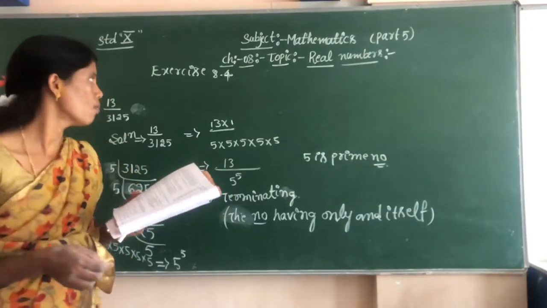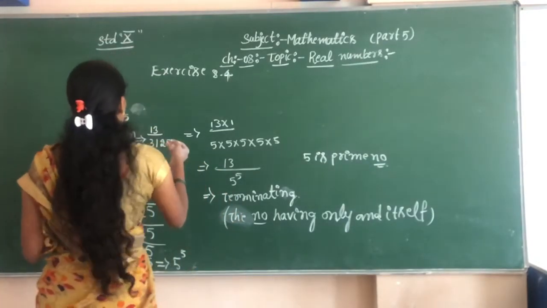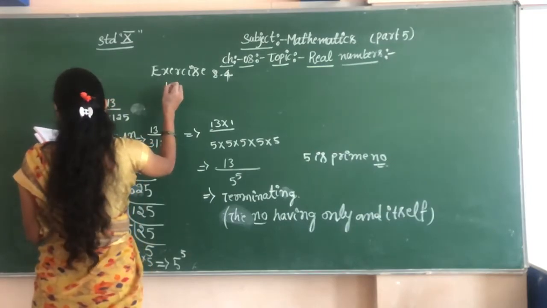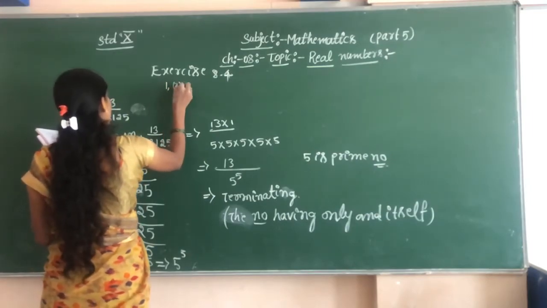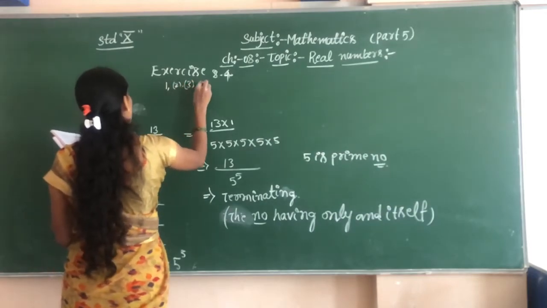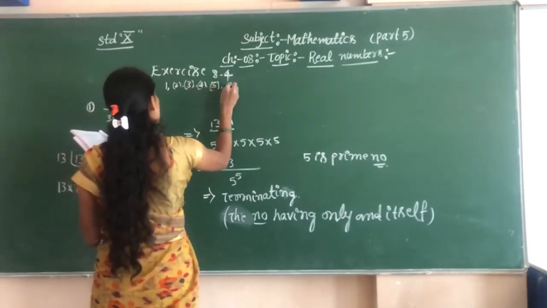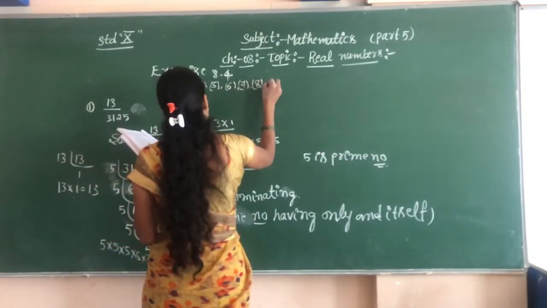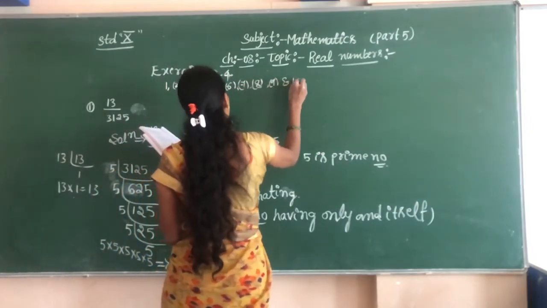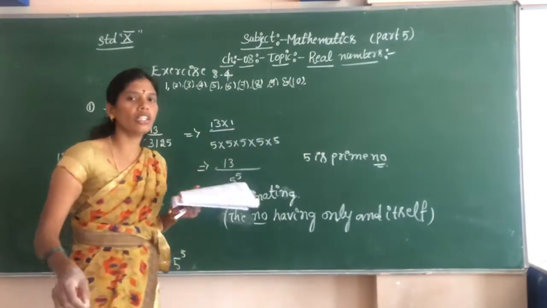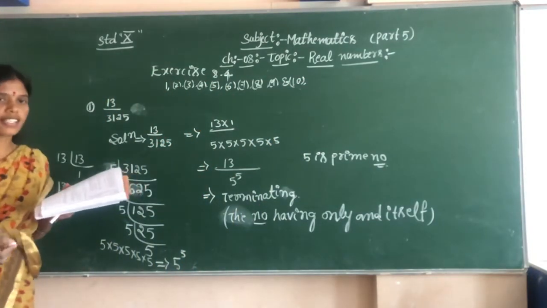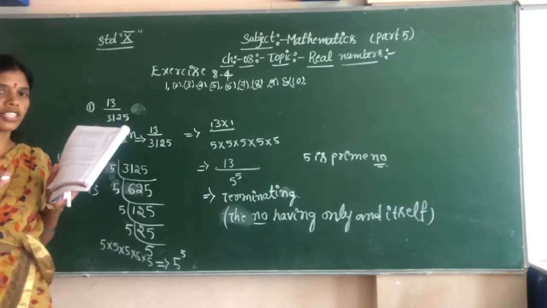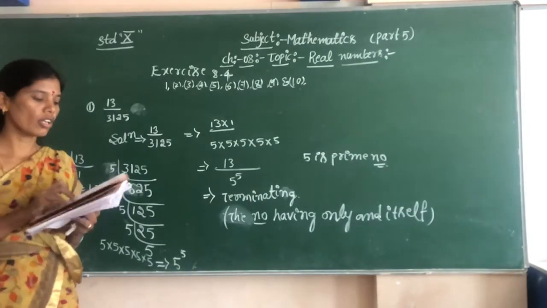So this is the homework. Okay children, exercise 8.4: first, second, third, fourth, fifth, sixth, seventh, eighth, ninth and 10th. Do the homework. Don't use the long method. We should check using the prime factorization method.